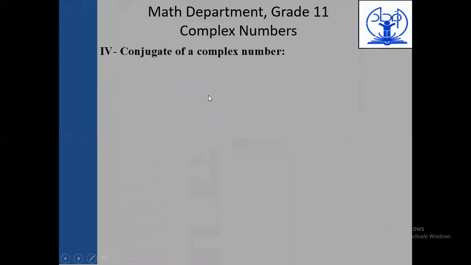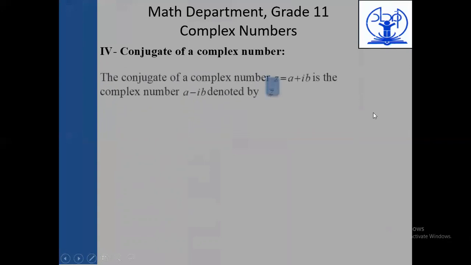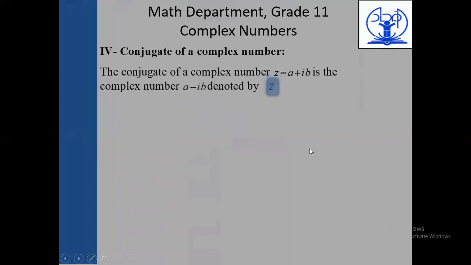Let us talk now about the conjugate of a complex number. What do we mean by the conjugate of a complex number and why do we need it? The conjugate of a complex number z equals a plus ib is another complex number, a minus ib, denoted by z bar. So z bar is nothing but the conjugate. It's just a notation that symbolizes the conjugate of z.